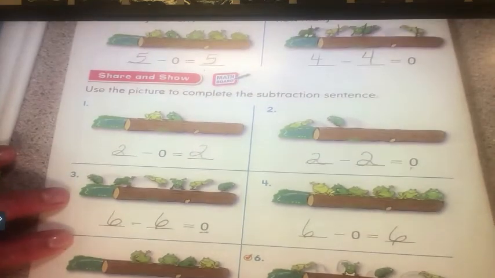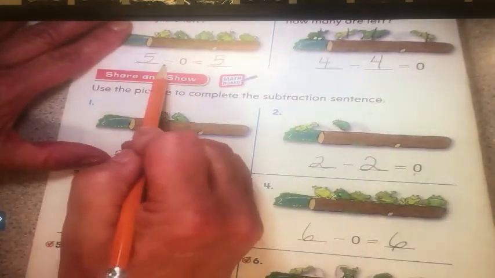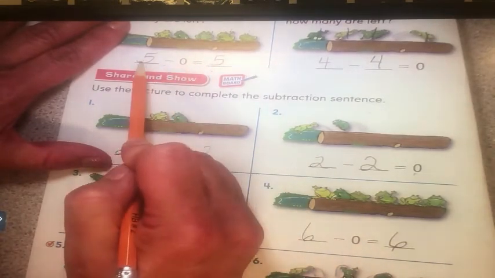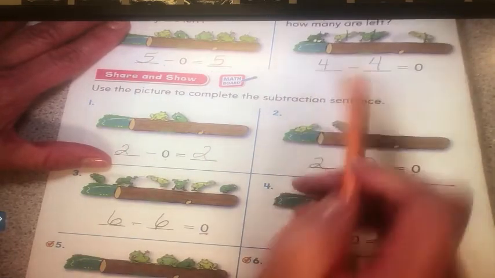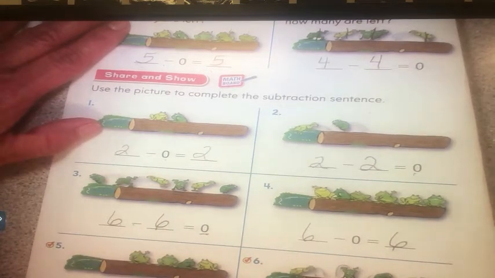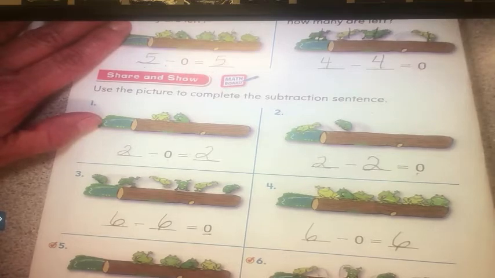I'm going to show you a little trick to check your answers too, boys and girls. If you have a subtraction problem and you go backwards, you could say 5 plus 0 is 5. 0 plus 4 is 4. 2 plus 0 is 2. See how you can check your subtraction problems by adding? Just go in the opposite direction.